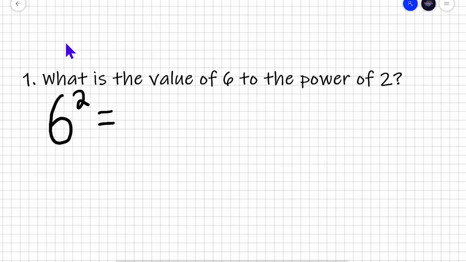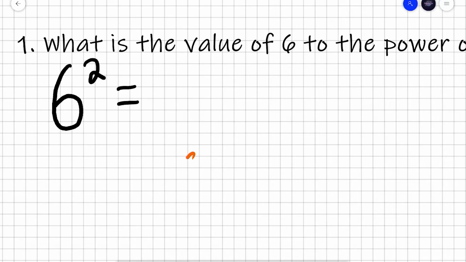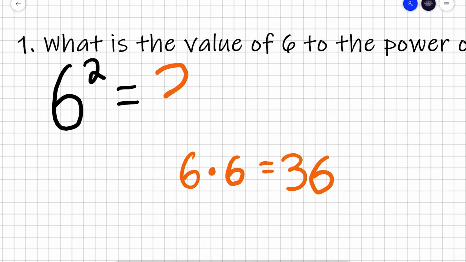So here we have the first question: what is the value of 6 to the power of 2? And basically that just means, in simpler words, what is 6 squared. So yeah, 3 seconds. Done. So the answer was just 6 times 6, and that is 36. So yeah, the answer is 36.